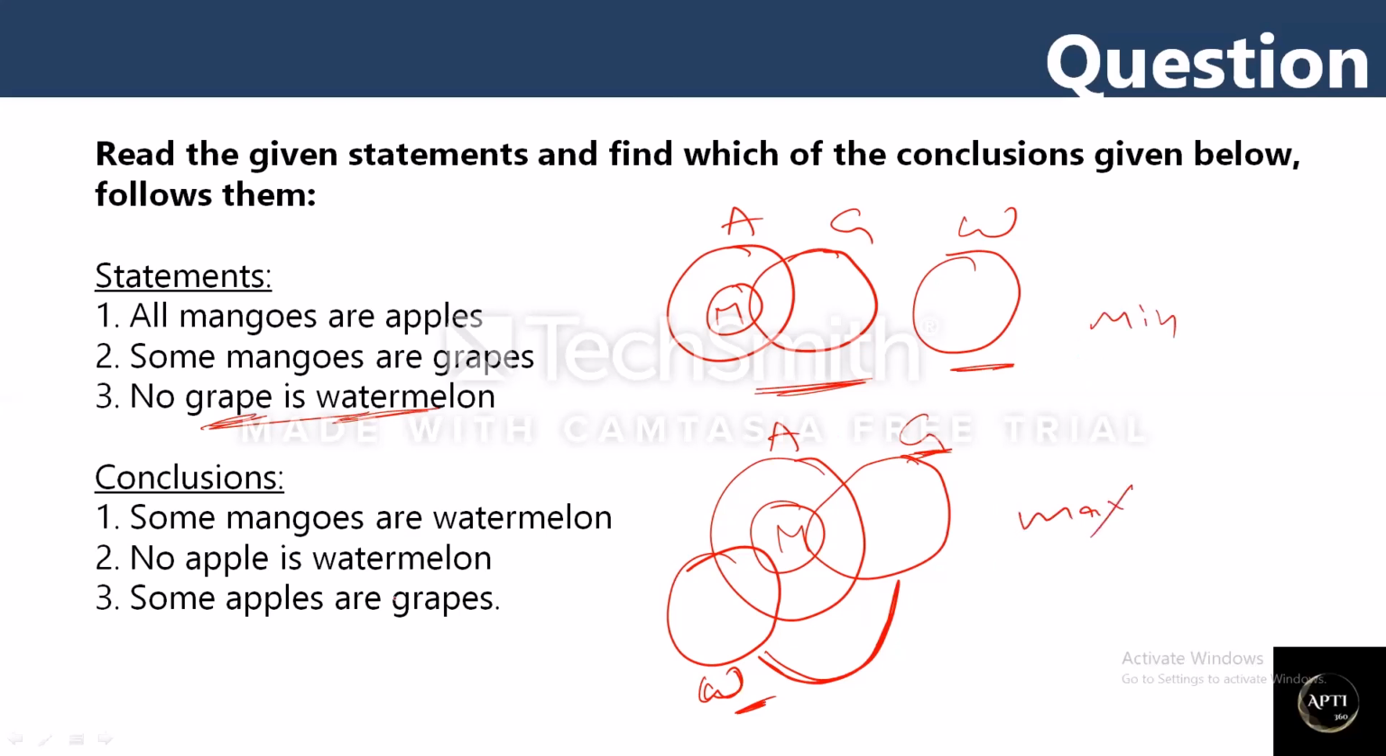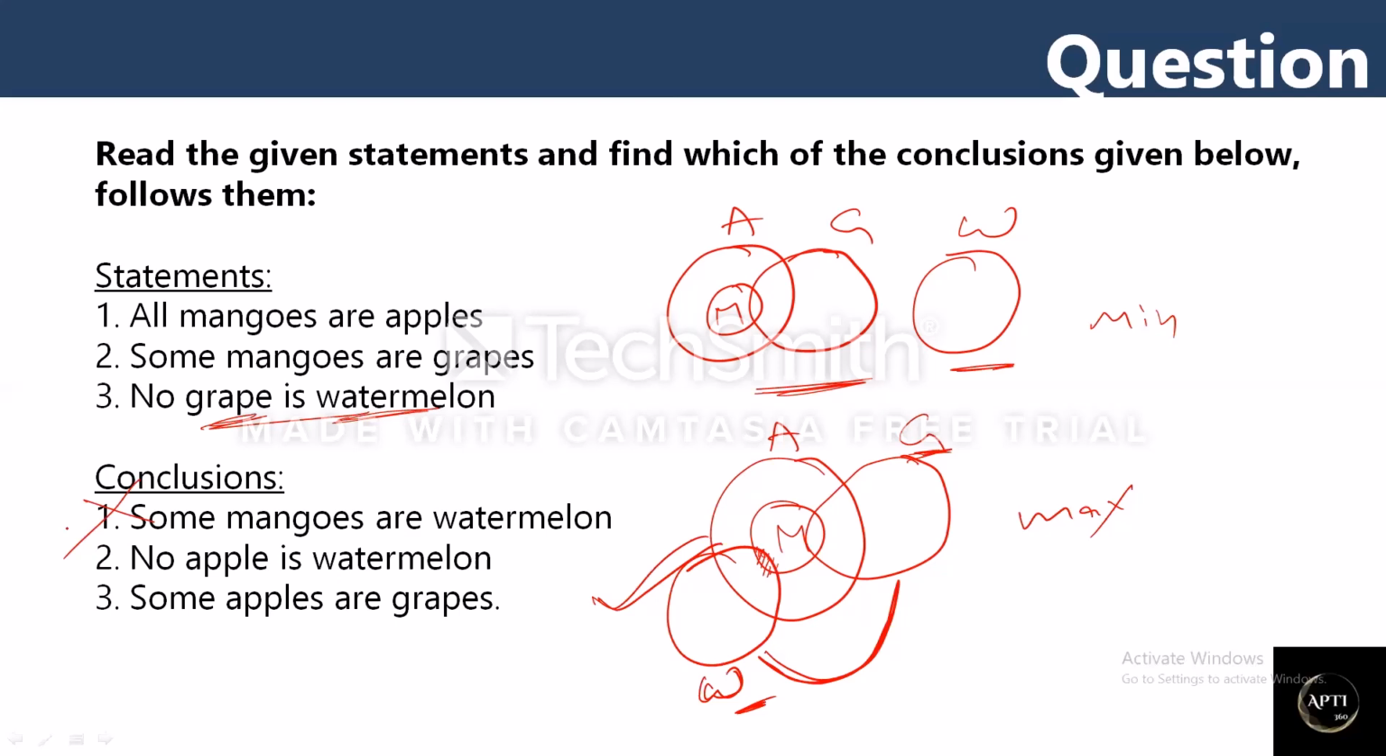Now we'll check the conclusions. Some mangoes are watermelons. Is that possible in the maximum case? If you observe watermelons and mangoes, we have this intersection part. But in the other case, the watermelon circle is separate and the mango circle is separate. If any one condition is not satisfied, I can eliminate that conclusion. I can say a conclusion is correct only when both cases satisfy.